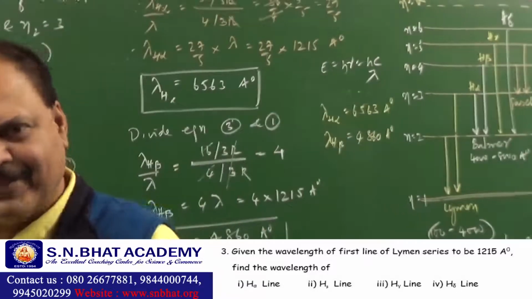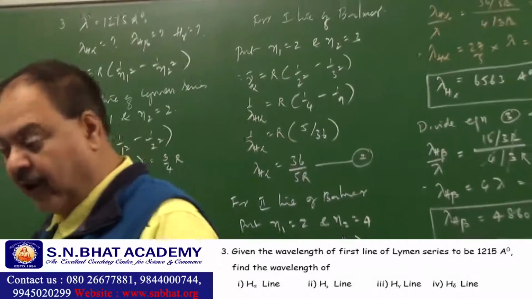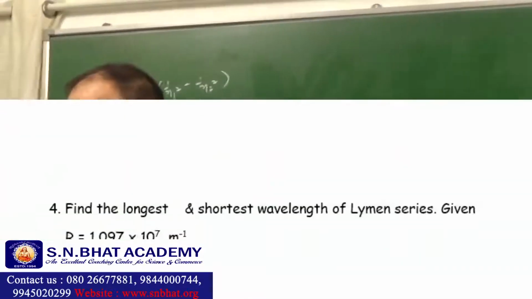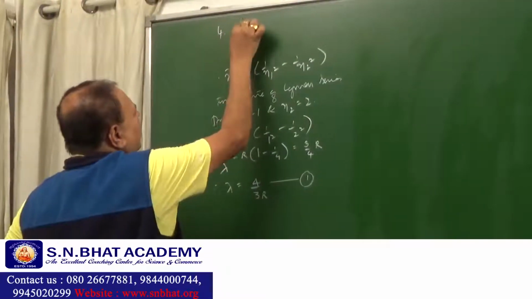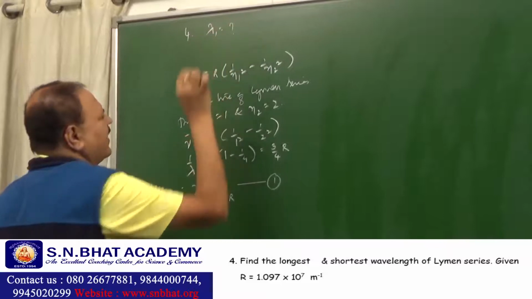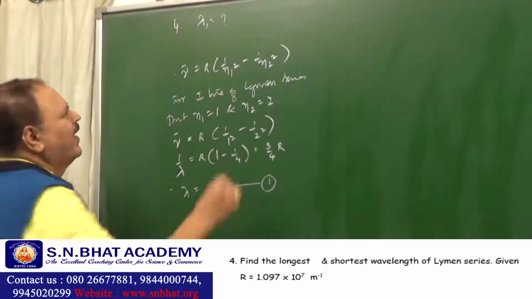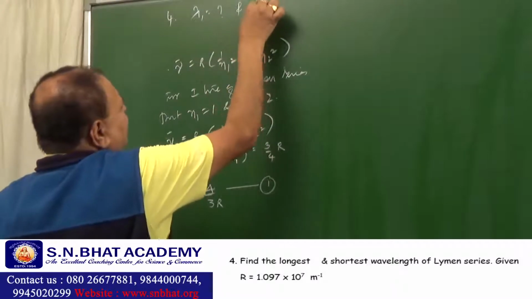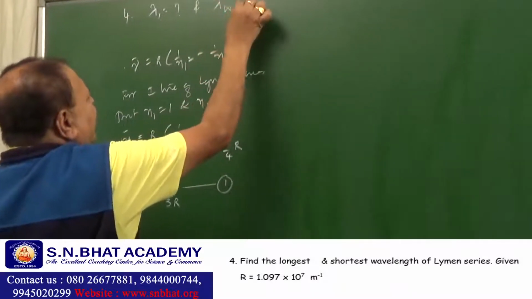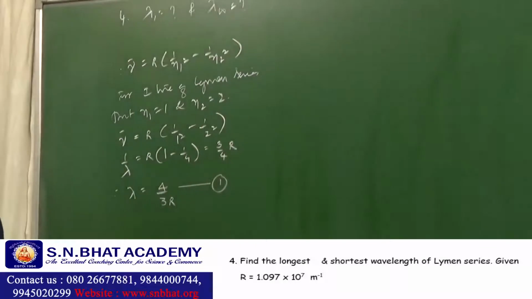Okay, now we shall take up problem number 4. Find the longest and the shortest wavelength of the Lyman series. The longest wavelength is under the first line, and the shortest wavelength we denote as lambda infinity, so write that down.